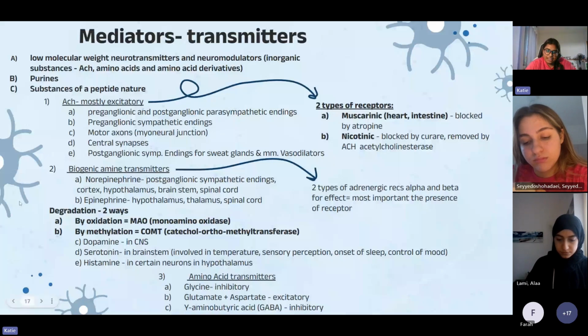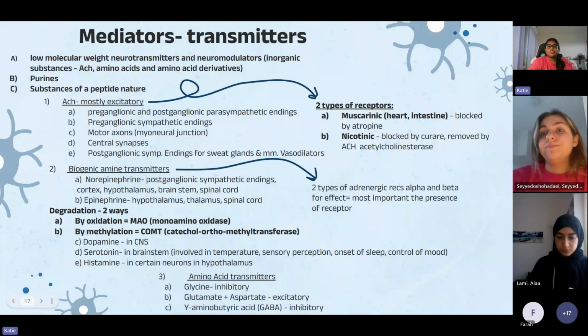Then you have dopamine. You study this in ANAT. You see it in CNS. Then you have serotonin, which is in the brainstem. You also study this in ANAT. In the lecture, this info was given. Just know the names like dopamine, serotonin, histamine, because they didn't ask too many questions about that. You just need to know that they are neurotransmitters. It's mostly acetylcholine, NE, and E that you need to know about.